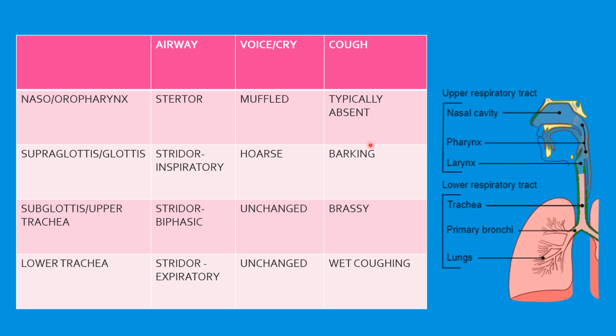In the supraglottis or glottis, the patient has a barking type of cough. In the subglottis or upper trachea, the patient will have a brassy type of cough. If it is in the lower trachea, then the patient will have a wet cough.